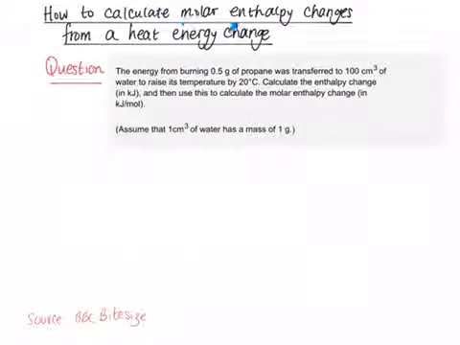How to calculate molar enthalpy changes from a heat energy change. So here's the question. The energy from burning 0.5 grams of propane was transferred to 100 centimetres cubed of water to raise its temperature by 20 degrees C. Calculate the enthalpy change in kilojoules and then use this to calculate the molar enthalpy change in kilojoules per mole.